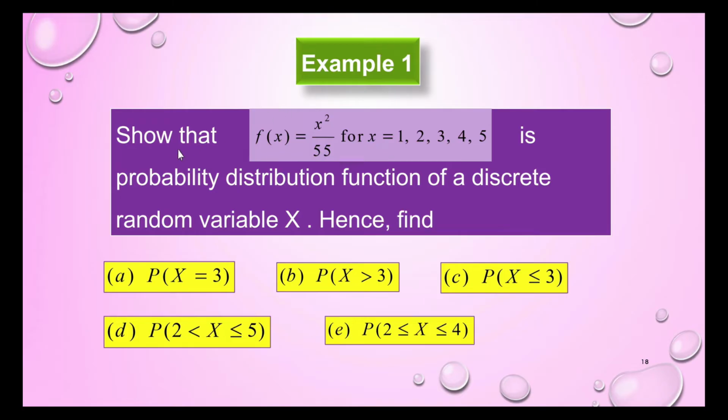Example 1. Show that f(x) equals x squared over 55 for x equals 1, 2, 3, 4, 5 is a probability distribution function of a discrete random variable X. Hence, find A, P(X = 3), B, P(X > 3), C, P(X ≤ 3), D, P(2 < X ≤ 5), E, P(1 ≤ X ≤ 4).